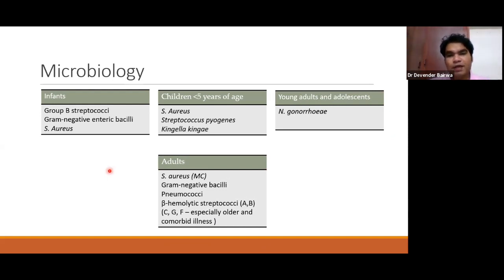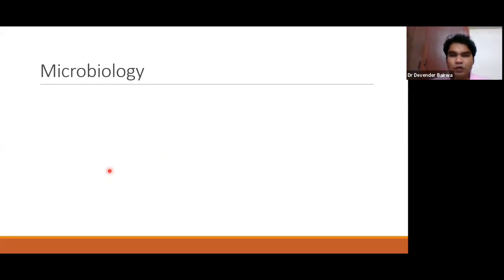Then pneumococci is there. Beta hemolytic streptococci, group A and group B, both are there. In the older population and people with some comorbid illness, even types C, G, and F have also been seen. So these are the causes as far as age group is concerned.